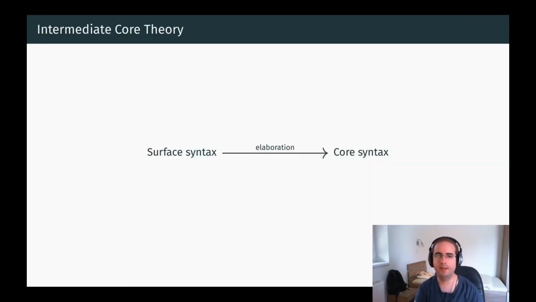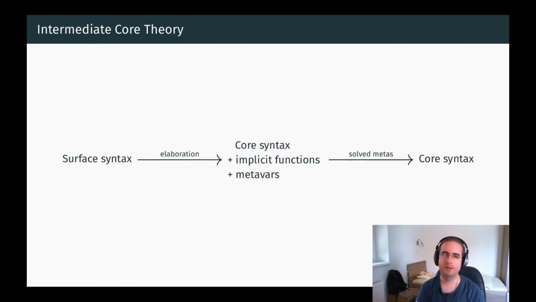We are nearing the end of the talk, so let's revisit this picture about elaboration to provide a summary. This picture is actually not quite correct. In practical implementations, the core syntax which is used for optimizations and further compilation is not the same as the core syntax used in elaboration. We instead have a picture like this. We use a slightly larger and more complicated core theory for the purpose of elaboration. Implicit function types provide control over implicit insertions, and metavariables allow representing unknown terms.